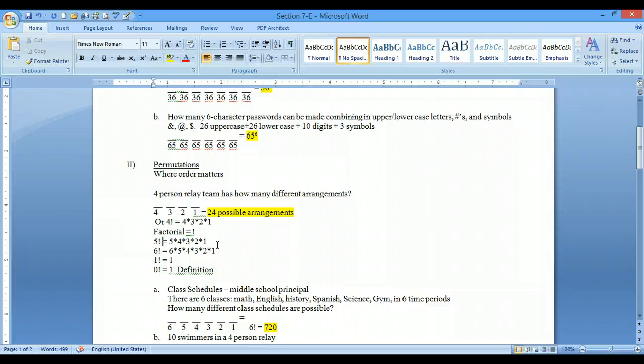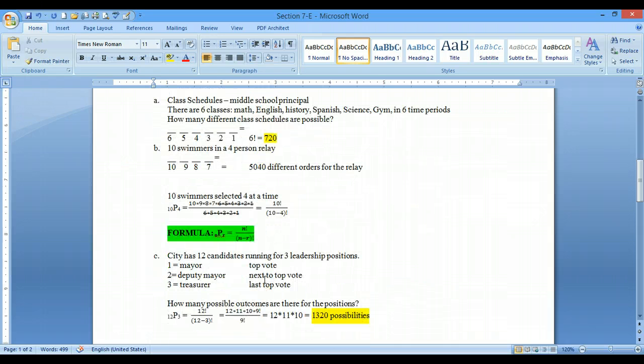And I didn't go any higher because then that would take a really long time. 1 factorial is just 1. That makes sense. 0 factorial is also 1 by definition. You just have to memorize it. Let's move to our next example.